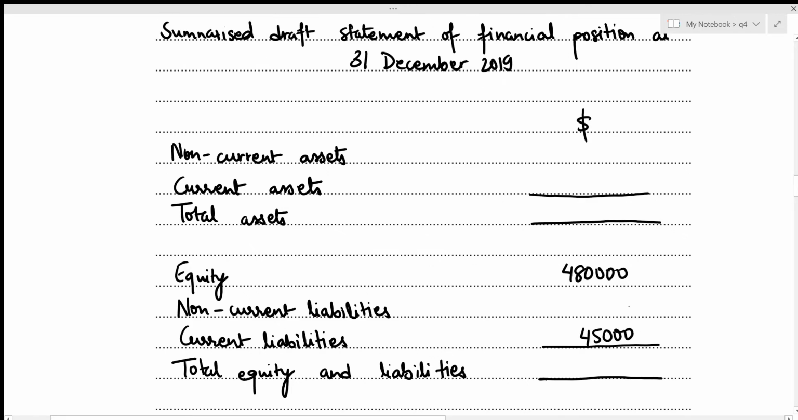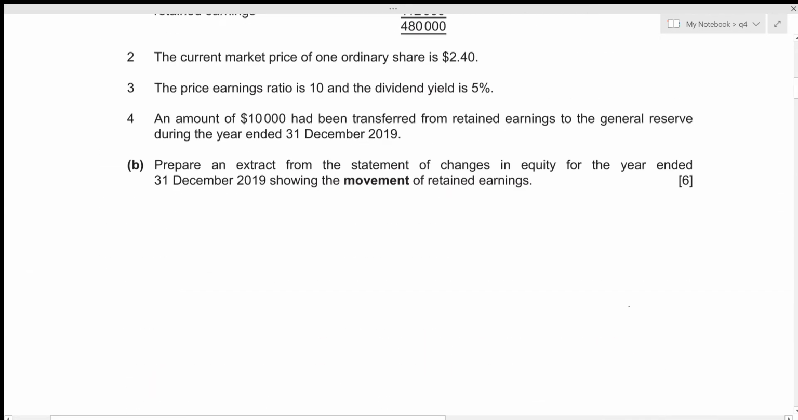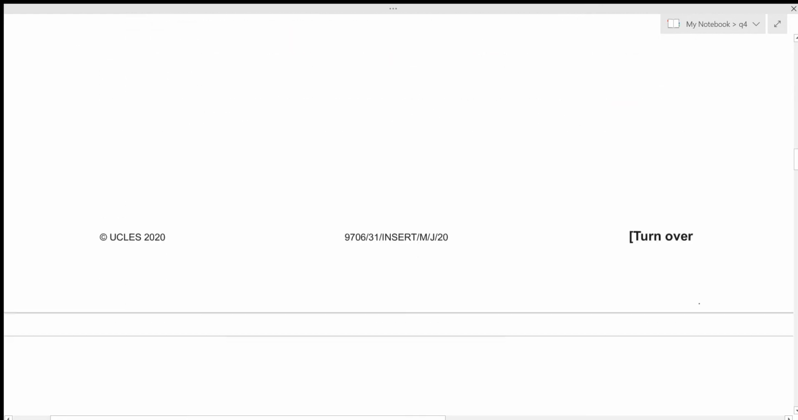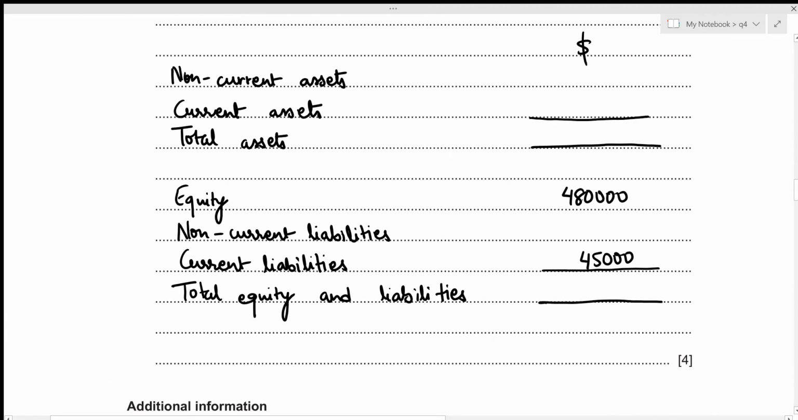All right, let's have a look above again. We then figured out our non-current liabilities to have the value of 120,000. So let's substitute this as well. Okay, so that's 120,000 for our non-current liabilities.